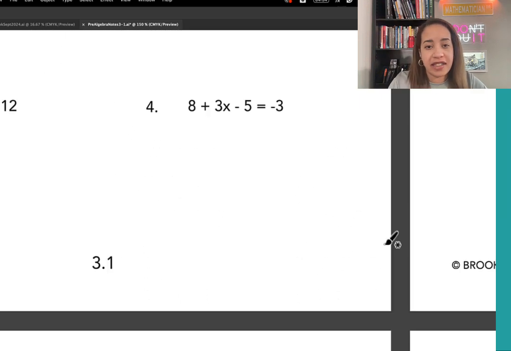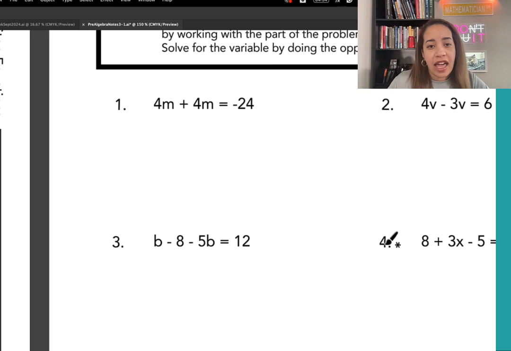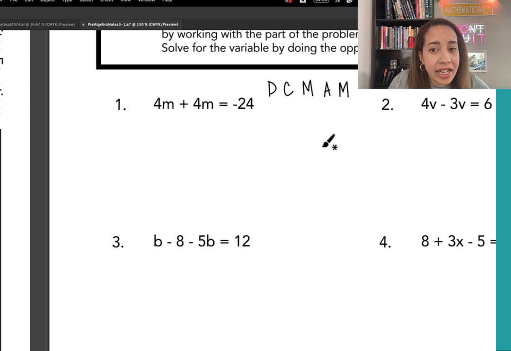All right, so here is number 1. Every time I see these problems, I'm thinking through my steps as a checklist. So first I think of the phrase, "Don't call me after midnight." And of course, if another language is more familiar for you, feel free to come up with your own phrase that will help you to remember the steps in order. D stands for distribute. In this problem, I do not see parentheses, so I do not need to distribute.